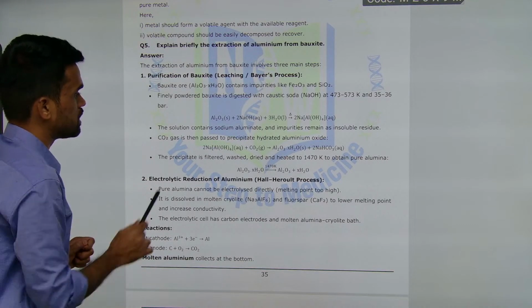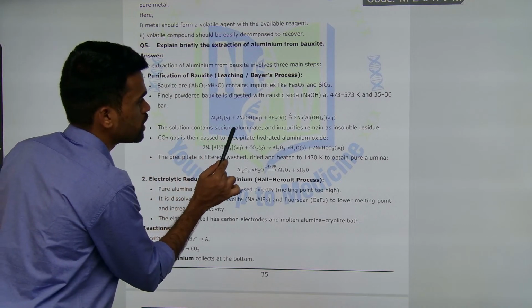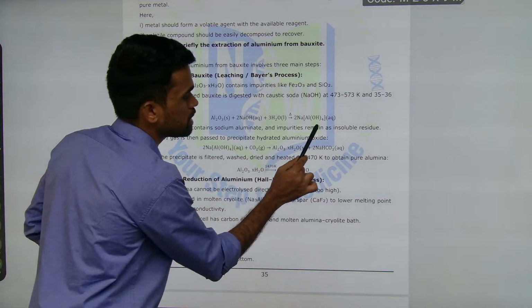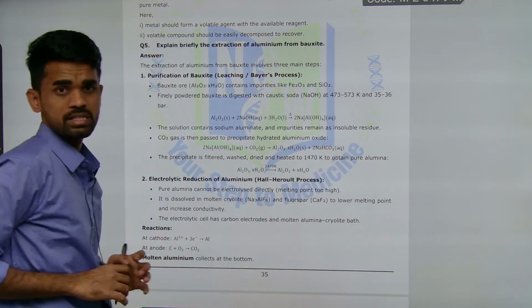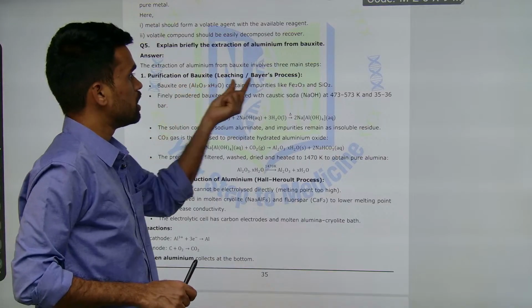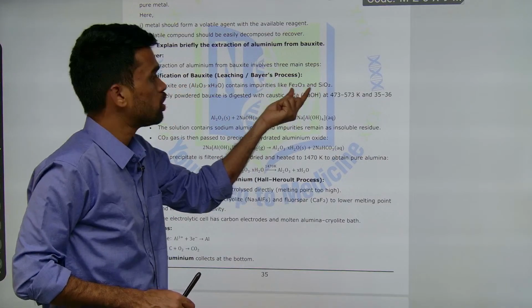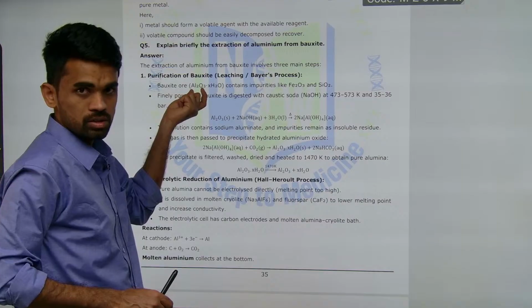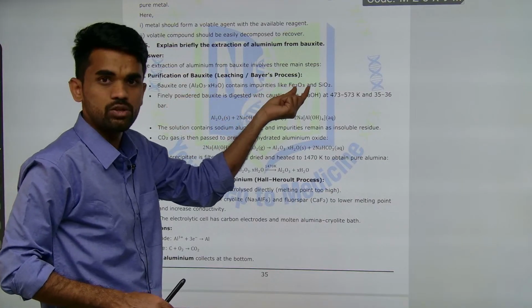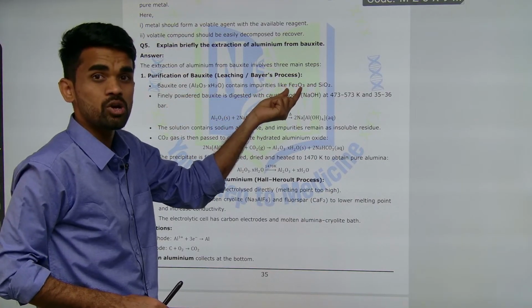See here what they are saying: the solution contains sodium aluminate and the impurities remain as insoluble residue. We have a bauxite ore along with these impurities. I want only aluminium and I do not want these impurities, so we need to remove them. For that, what are we doing?